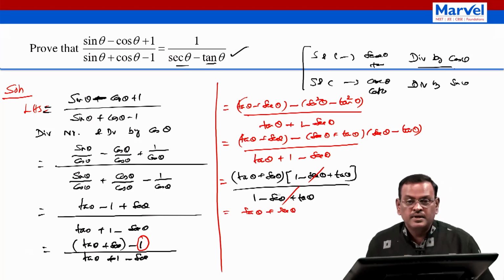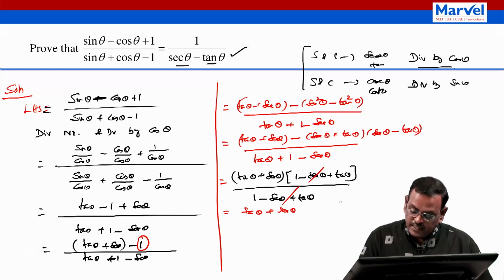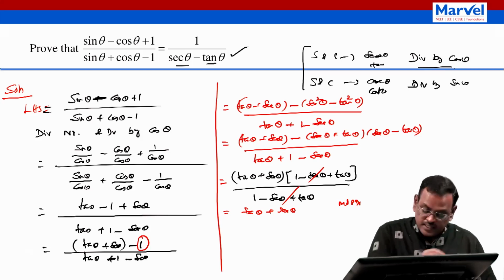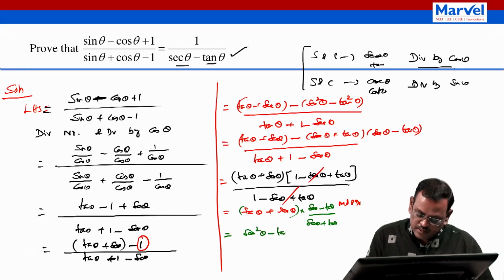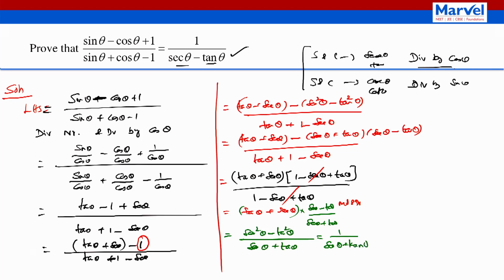But here it is in the denominator. Again at this stage, take 10 seconds, think about the working rule. Very simple. Multiply and divide by the conjugate. So what is the conjugate of this? Into secant theta minus tan theta by secant theta plus tan theta. The numerator is secant square theta minus tan square theta by secant theta plus tan theta, which is equal to 1 by secant theta plus tan theta.